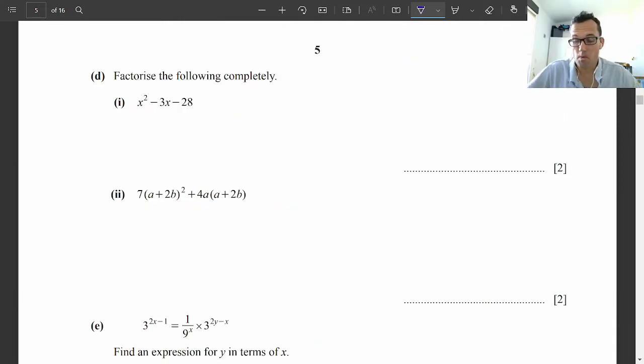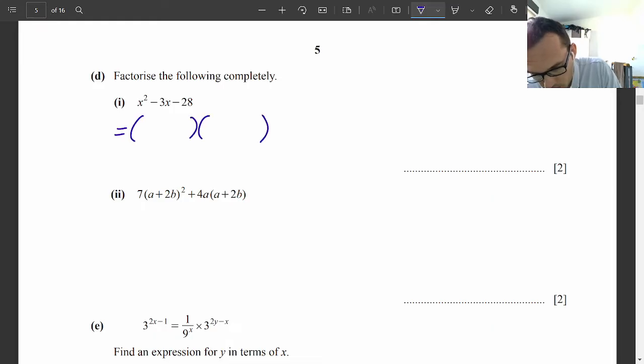Question 3D, part 1, factorizing. The first one is a quadratic expression. And we know that we're going to have to make two brackets, put an x in the first of each, because x times x is x squared. We can try to use the quadratic formula to help us, but I think this will be easy enough.